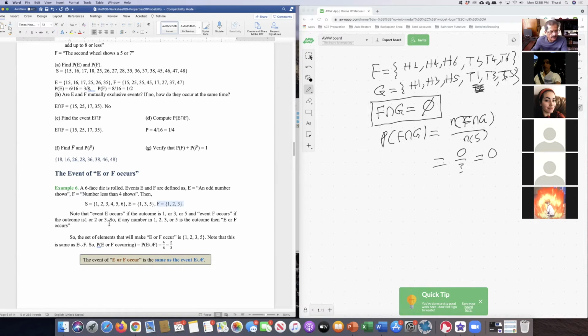Now, event E will occur if 1, 3, or 5 is the outcome. Now we are tossing the die once, and if 1, 3, or 5 is the outcome, then event E occurs.